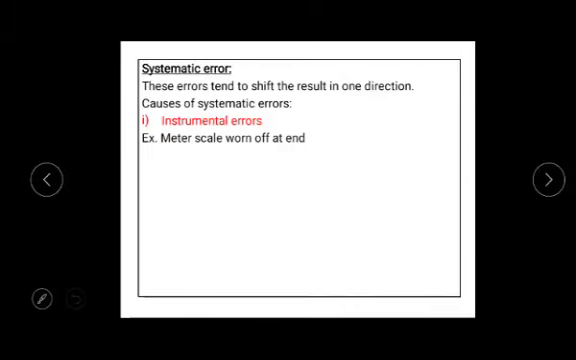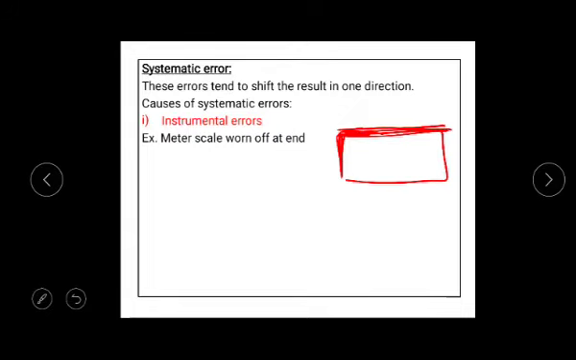Means when we see the causes for systematic error, why this error we will get, then definitely we will understand what is the meaning of systematic error. So the first cause for this systematic error is instrumental errors. Instrumental errors means what? Now let me take one very simple example. You take the example of your meter scale, you are familiar. When you purchase a new scale, just observe the edges. Edges will be very sharp, correct? Then when we measure, we will get perfect measurement.